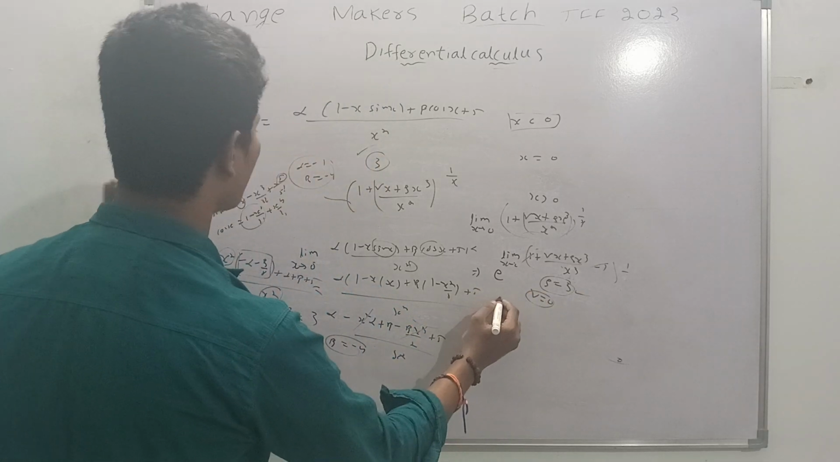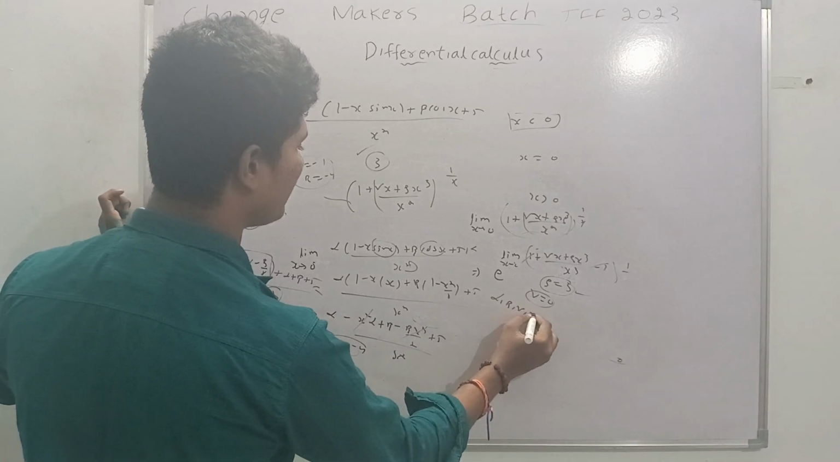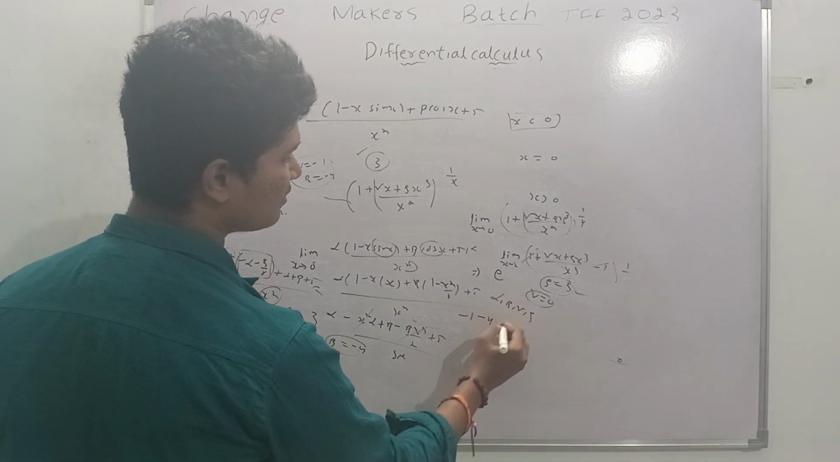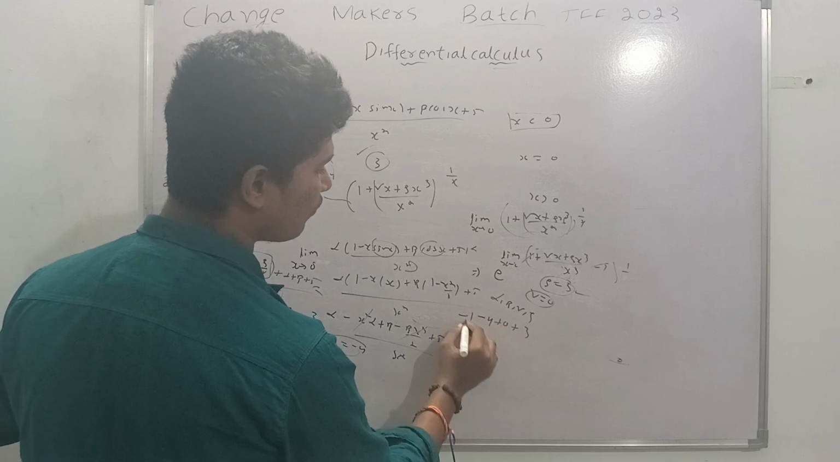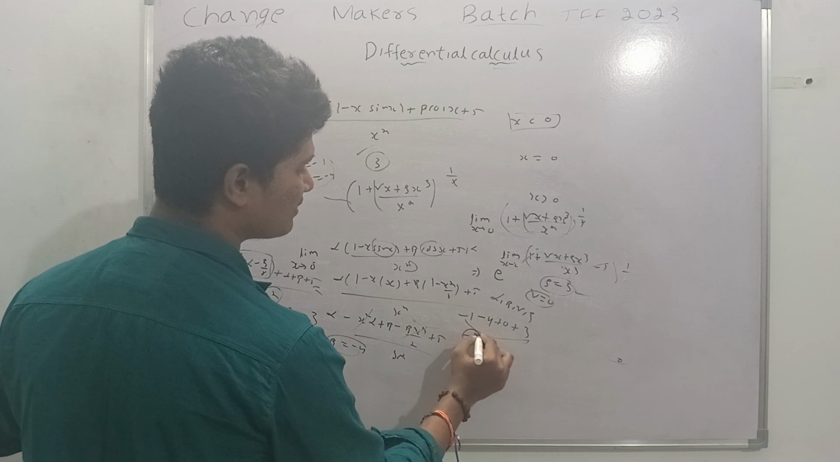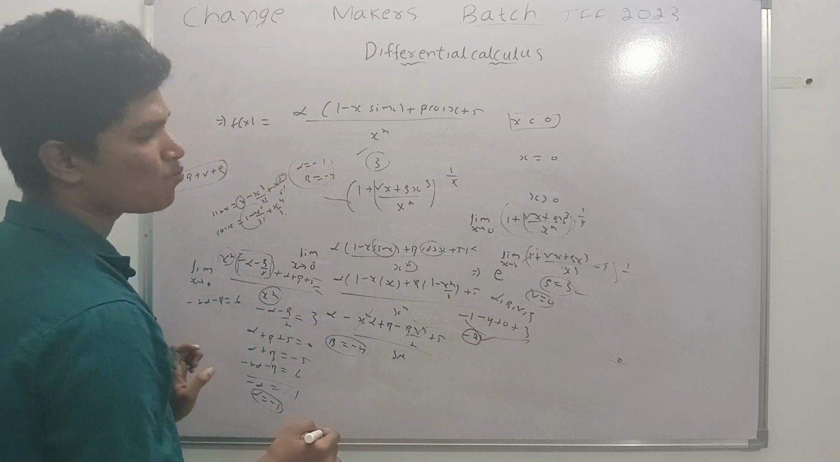So here we got alpha, beta, gamma, delta. What is alpha? Alpha is minus 1. Beta is minus 4. Gamma is 0. Delta is 3. So what is the answer here? The answer is minus 2. So minus 2 is the answer for this. Understand?